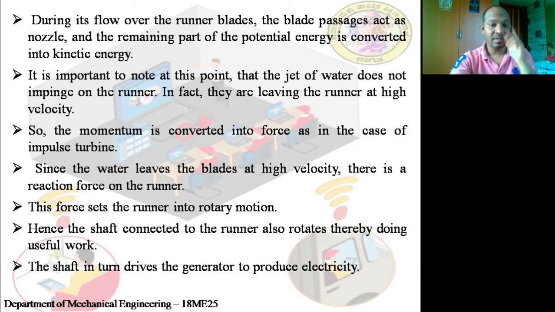This force sets the runner into rotary motion. Hence, the shaft connected to the runner also rotates, thereby doing useful work. The shaft in turn drives the generator to produce electricity.